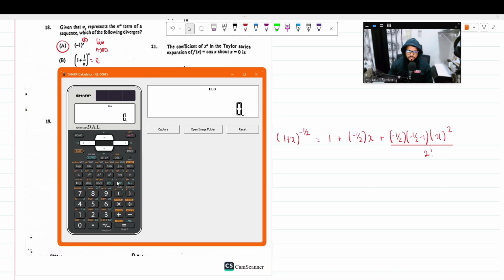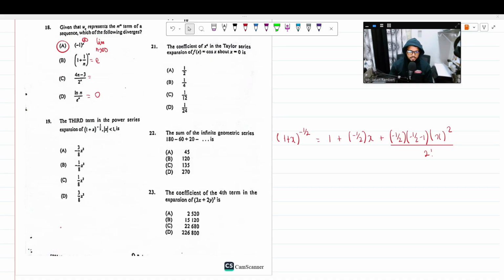Minus a half by minus 3 on 2. Minus 0.5 multiplied by minus 3 on 2 is minus 0.75, divided by 2 is... where's my last answer? 0.375, which is 3/8 x squared. 3/8 x squared. The answer for 19 is indeed D.